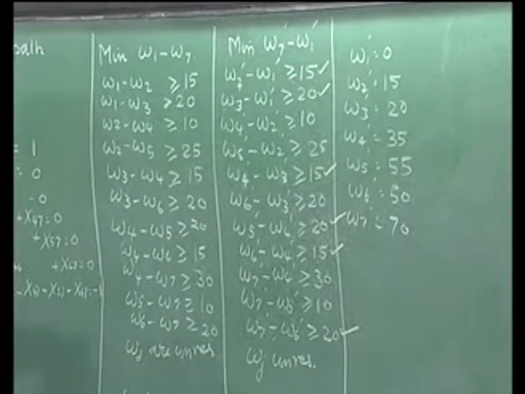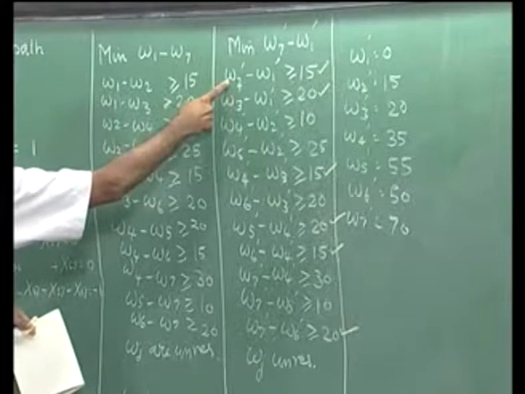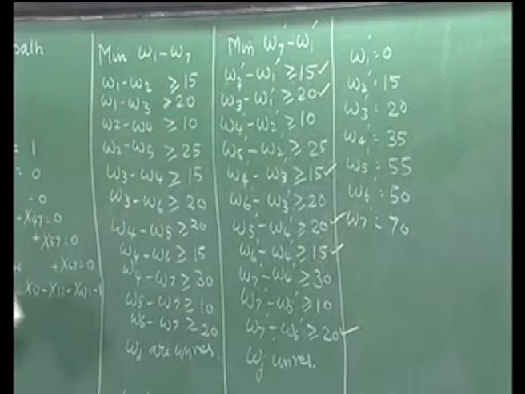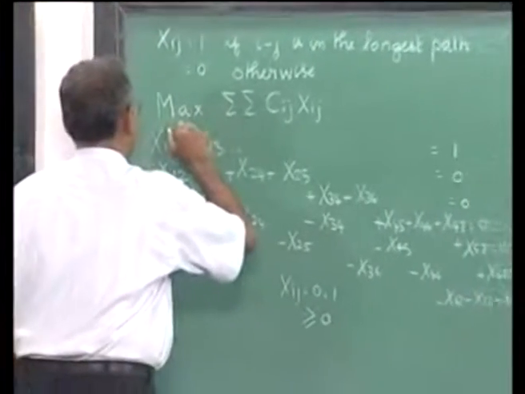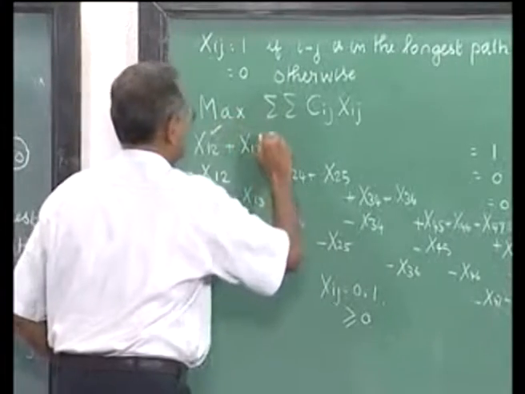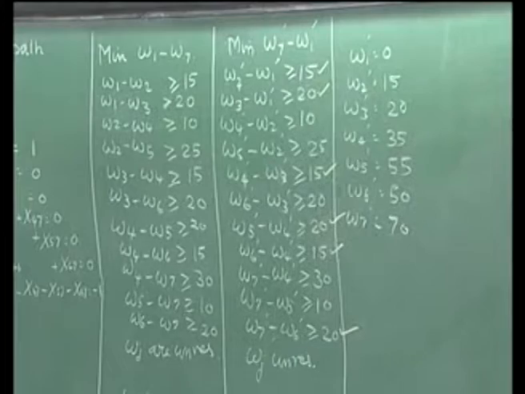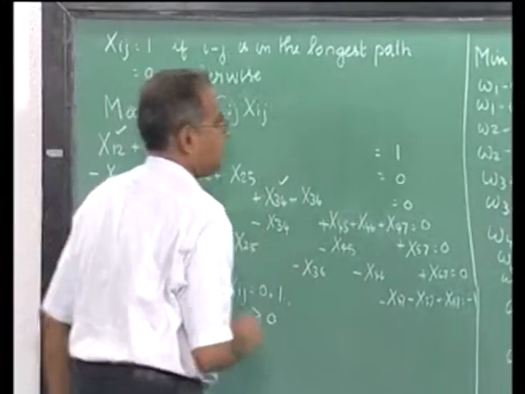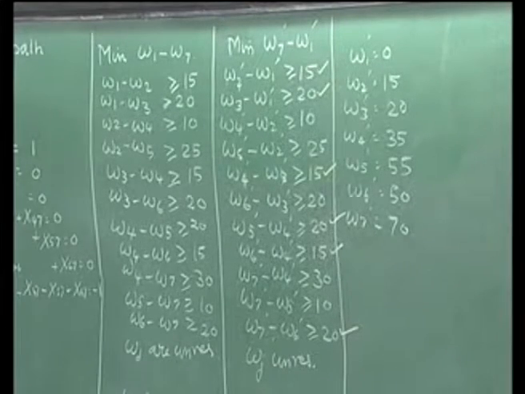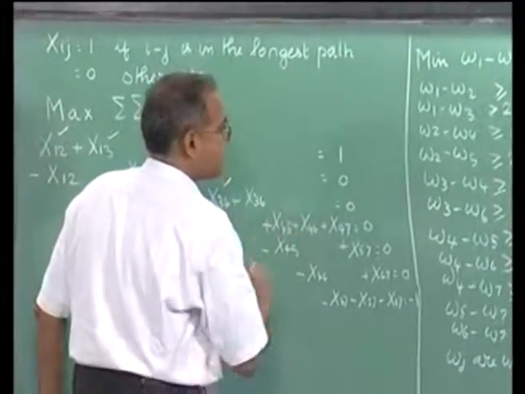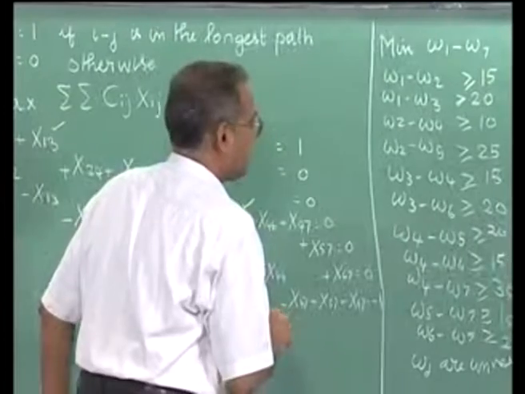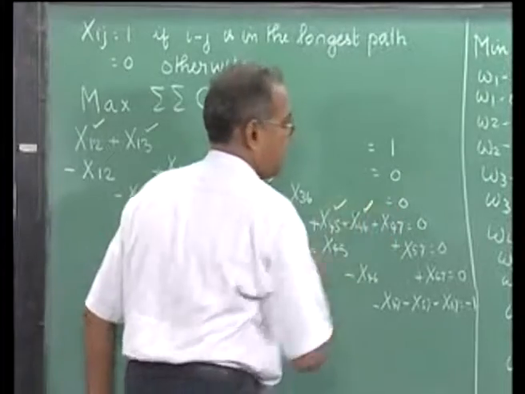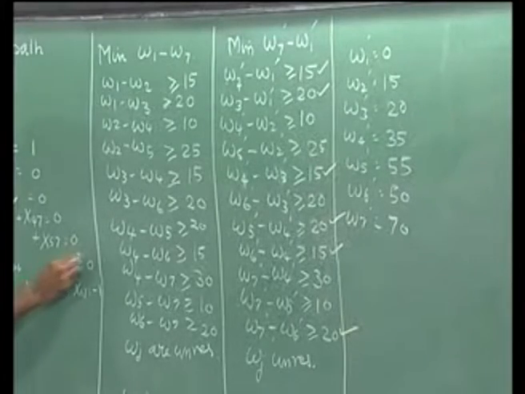So now apply complementary slackness: wherever it is satisfied as an equation, the corresponding variable is a basic variable. So x12 is a basic variable, x13 is a basic variable, x34 is a basic variable, x45 is a basic variable, x46 is a basic variable, and x67 is a basic variable.